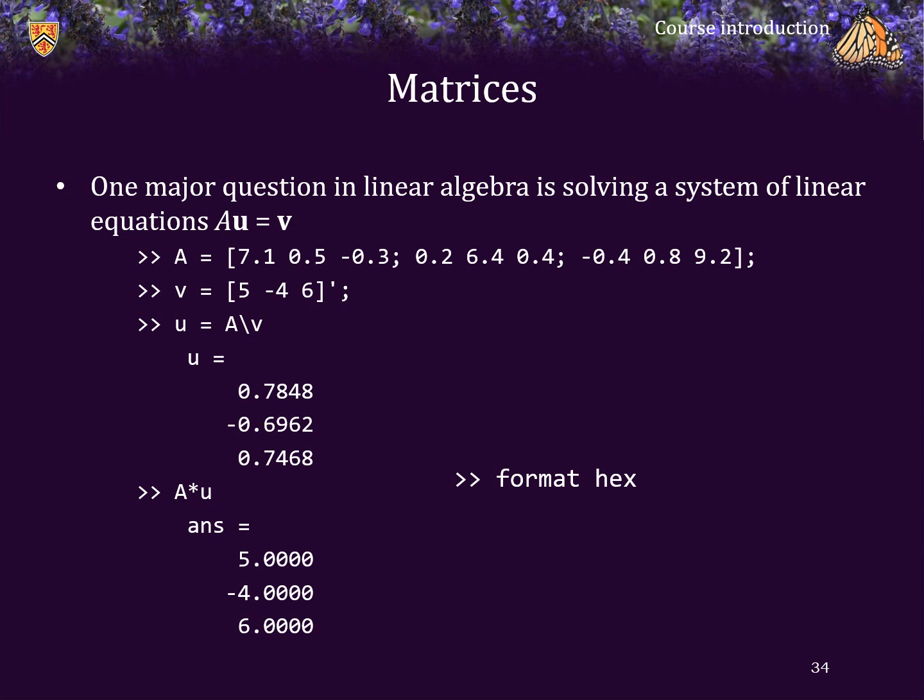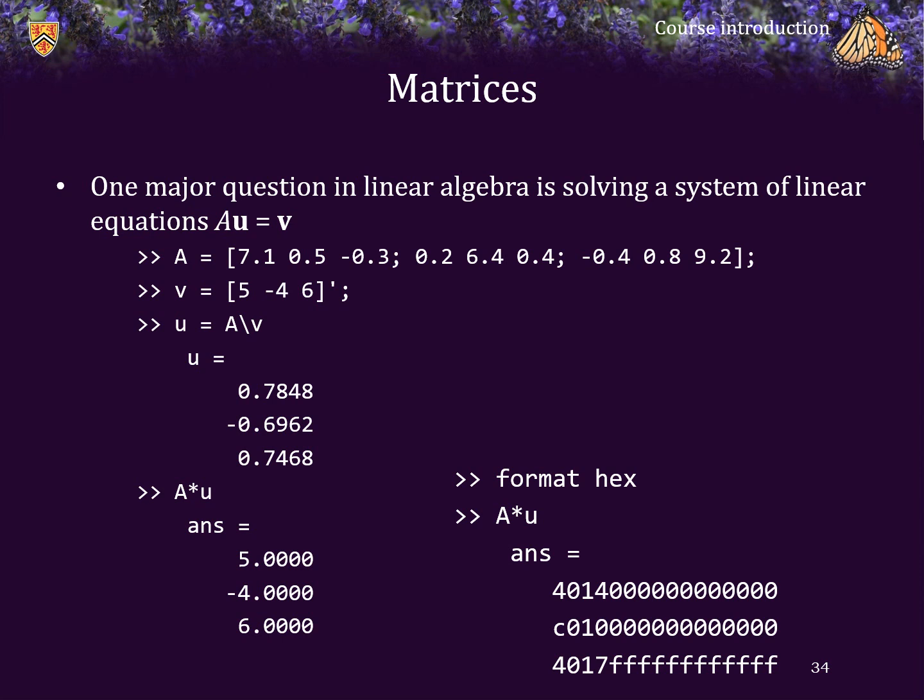Well, we can use format hex and recalculate A times U. And suddenly we see that, oh, wait a second, the first value is indeed the floating point representation of 5. The next is the floating point representation of negative 4. You'll note that 4 plus 8 is C, meaning that we set the sign bit to 1.